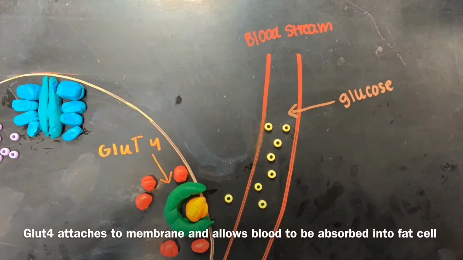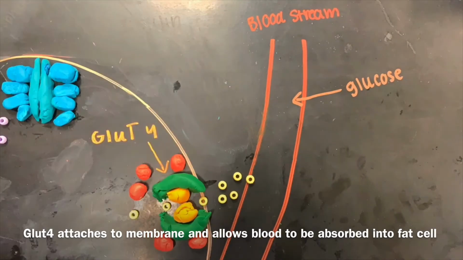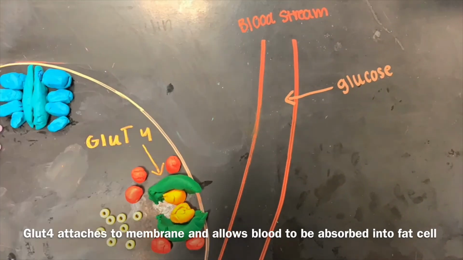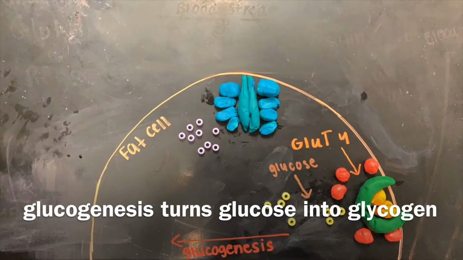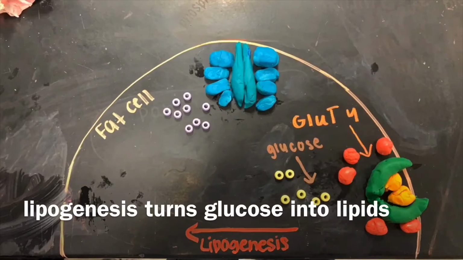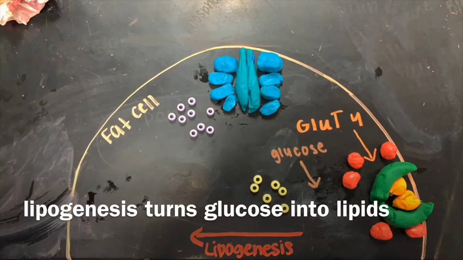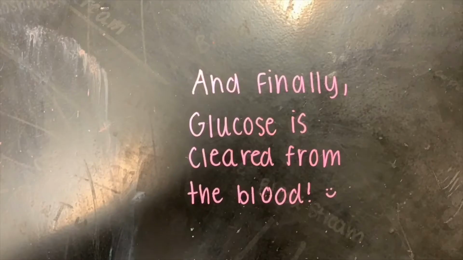The GLUT4 storage vesicles are then at the cell membrane and are able to shuttle the glucose from the bloodstream into the fat cells. From here, there are two possibilities. The glucose can either go through glycogenesis, where it becomes glycogen, or it can go through lipogenesis, where it turns into a lipid. This whole process clears glucose from the bloodstream.